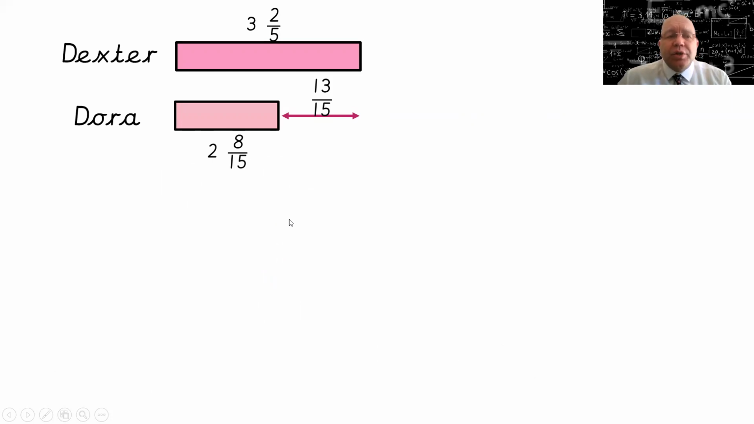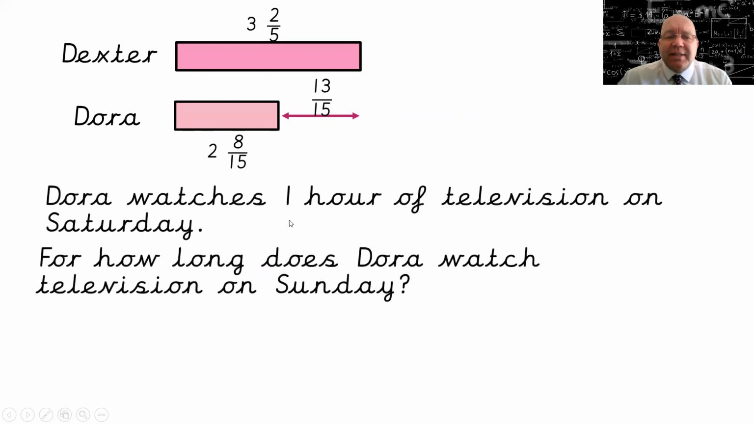Now we know she watches 1 hour on Saturday. So what's left for the Sunday? 1 hour off that. So 2 8/15 take away 1 leaves us with 1 8/15 hours of television on a Sunday. Okay.